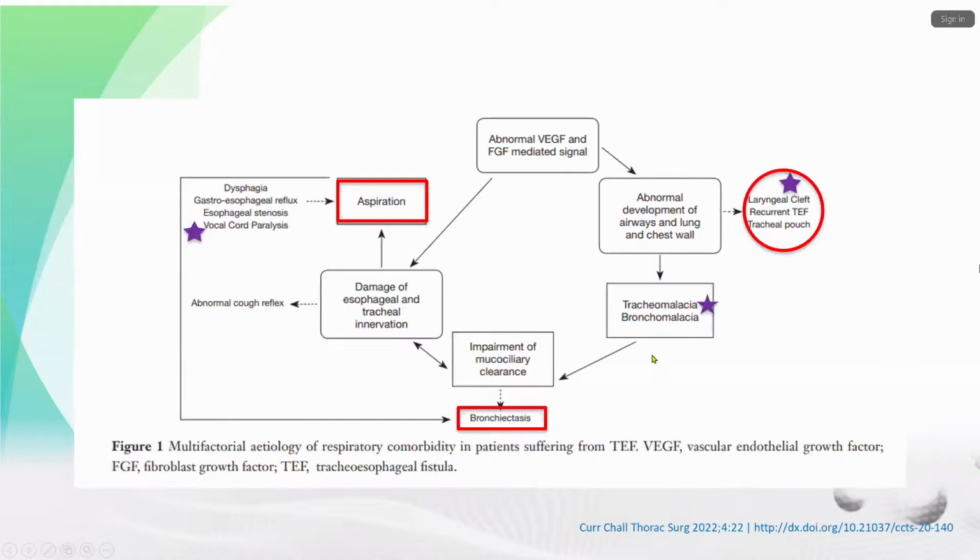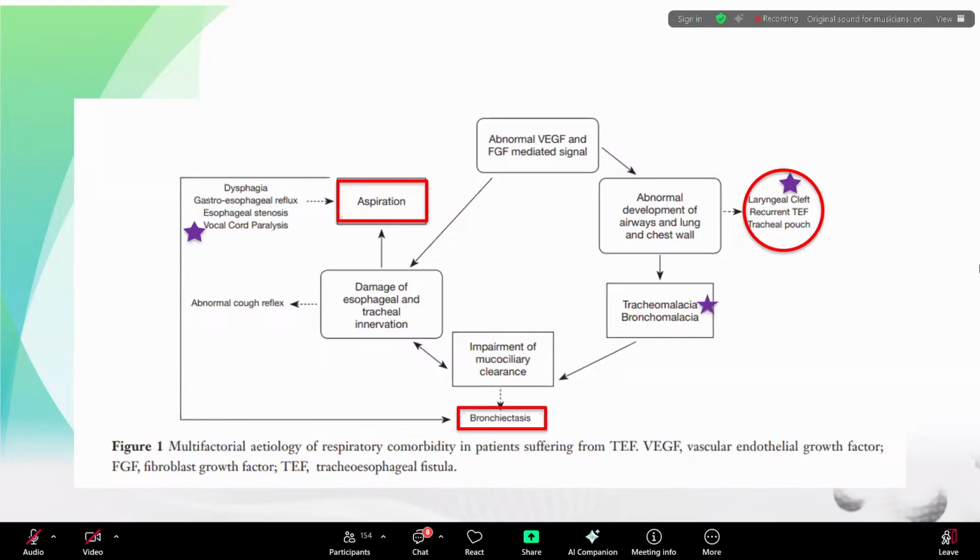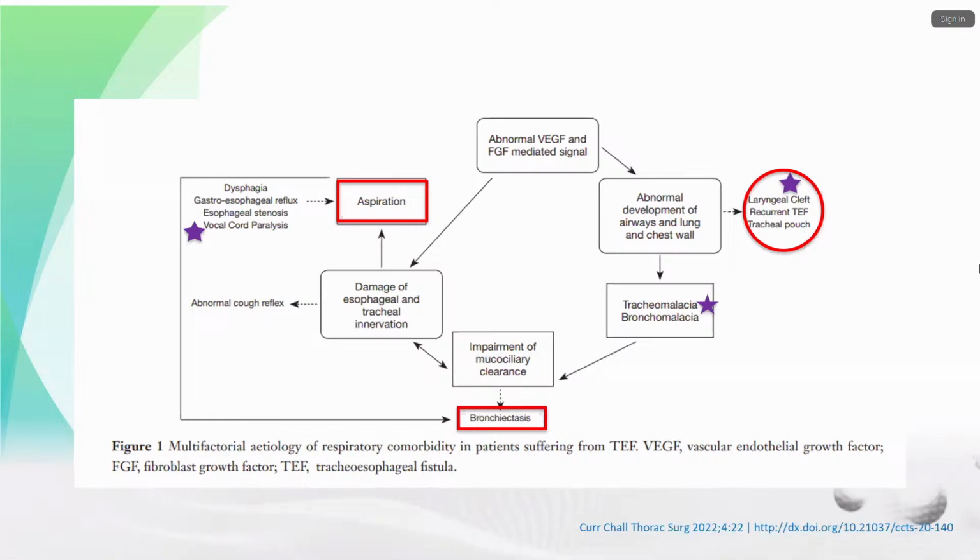Usually it can occur because of aspiration, because of damage to the esophageal and tracheal innervation. These are kids with structural failure since congenital, which can cause immature or abnormal VEGF-mediated signaling. So it can cause abnormal development of the airway and lungs, with laryngeal cleft, and in this case, recurrent TE fistula may occur. Once again, I found a tracheal pouch in one of my patients after TE fistula repair. This is the nightmare I told you about.